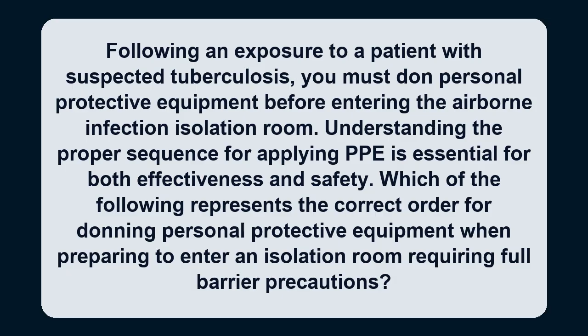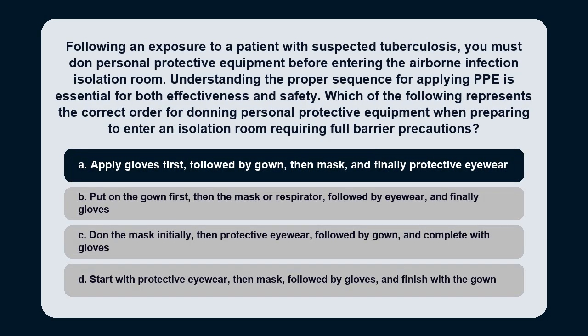Question 1. Following an exposure to a patient with suspected tuberculosis, you must don personal protective equipment before entering the airborne infection isolation room. Understanding the proper sequence for applying PPE is essential for both effectiveness and safety. Which of the following represents the correct order for donning personal protective equipment when preparing to enter an isolation room requiring full barrier precautions?